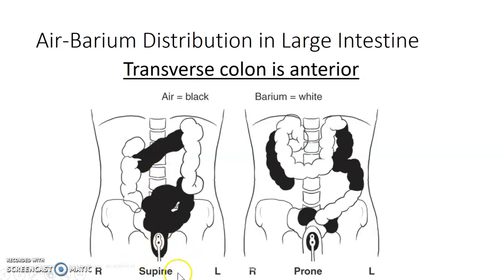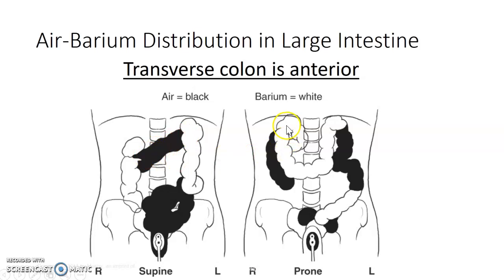So when the patient is supine, the transverse colon is anterior, so it's sitting higher up than the flexures. So transverse colon is anterior and sigmoid, right? Your ascending and descending sit further back, so those are going to pool with contrast. Air is going to rise into here.